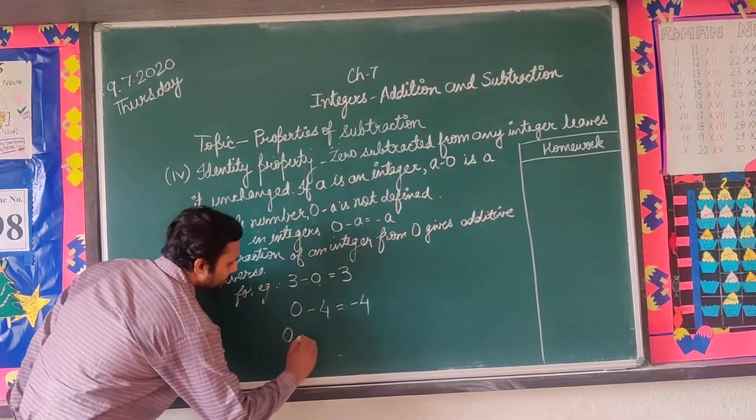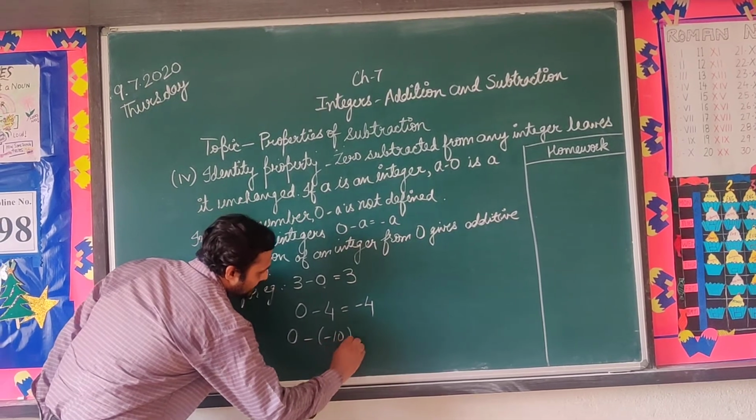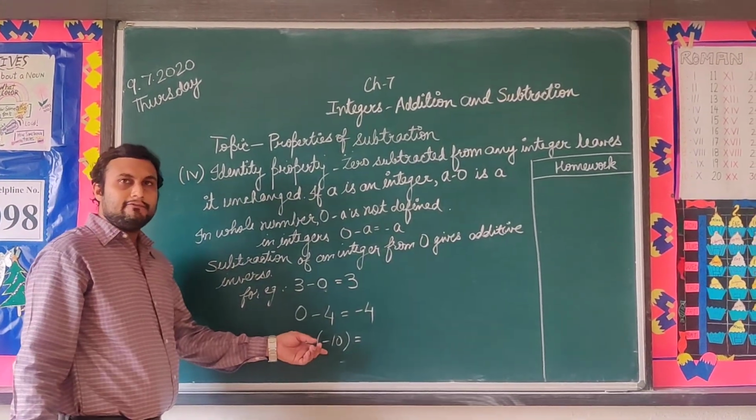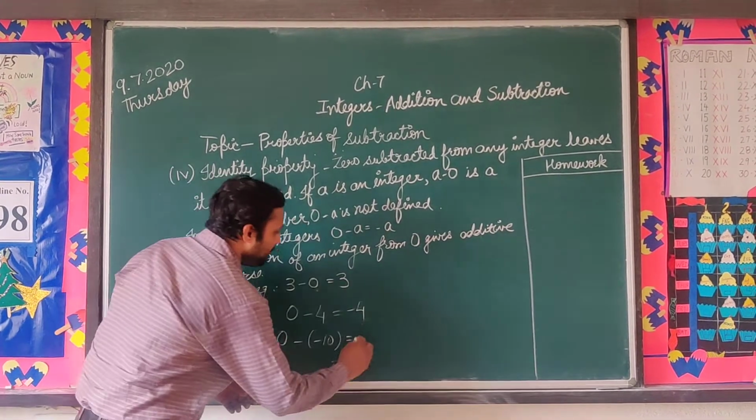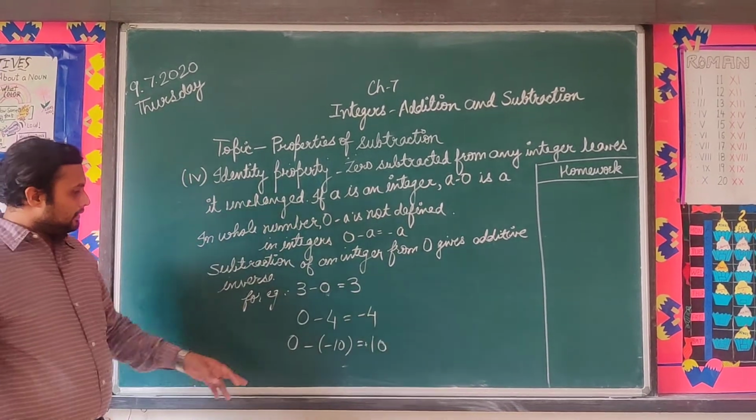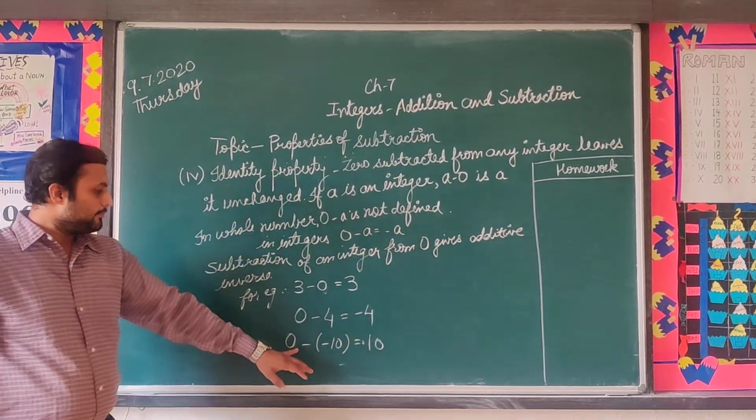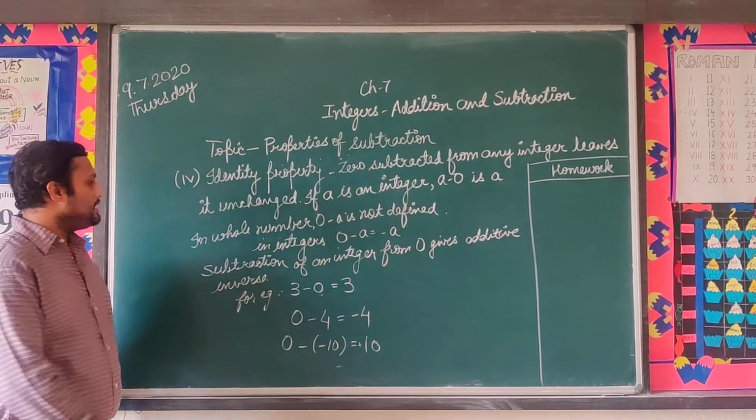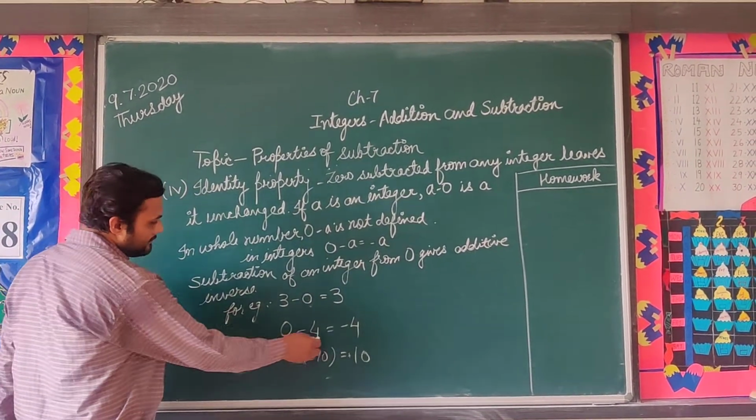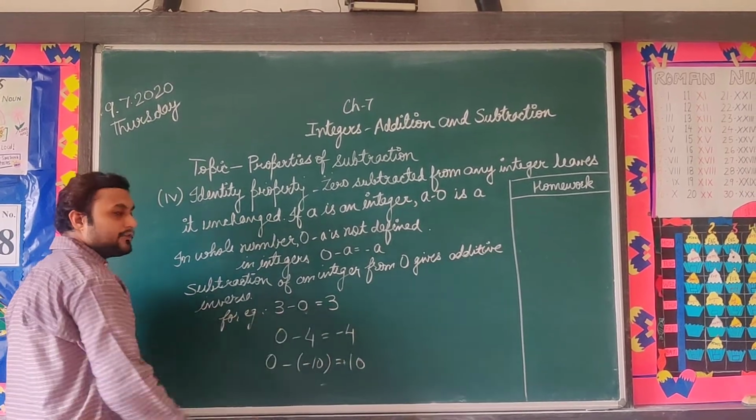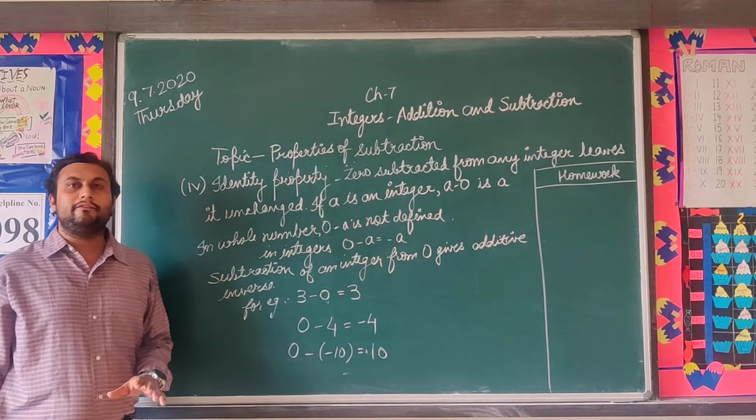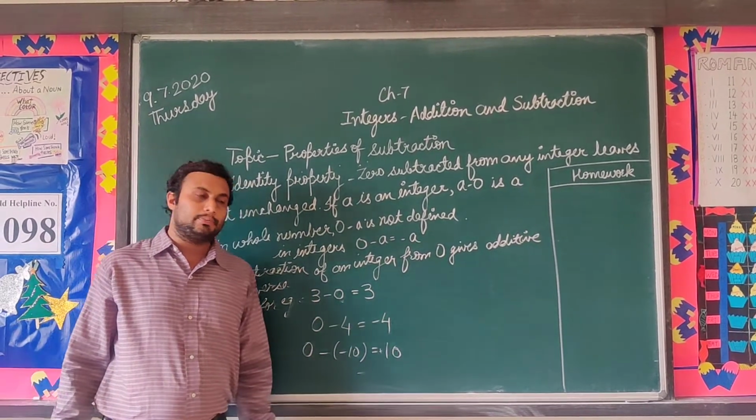Suppose 0 minus minus 10. As we have discussed earlier, the negative of a negative number gives the positive. So the answer will be plus 10. Subtraction of any integer from 0 gives the additive inverse. So 4 becomes minus 4, the additive inverse of this. So here we have discussed the properties of subtraction.